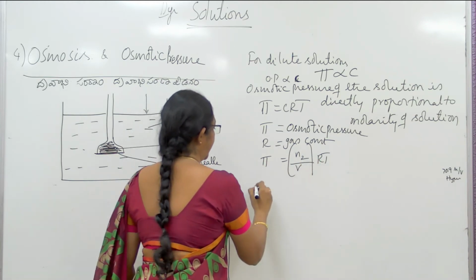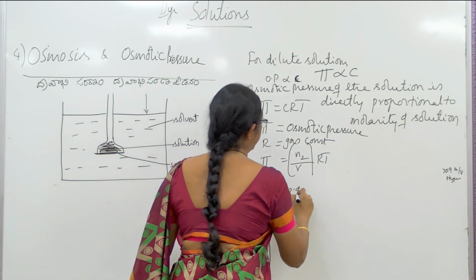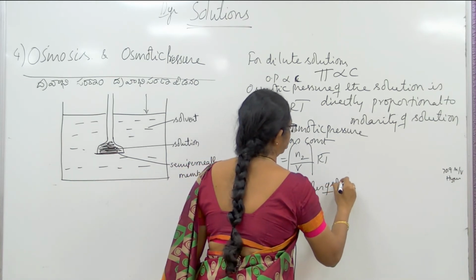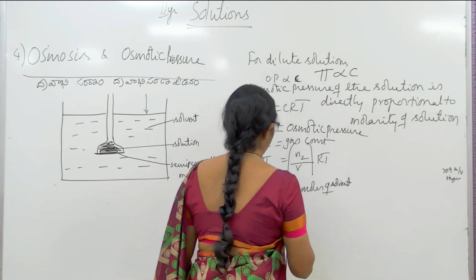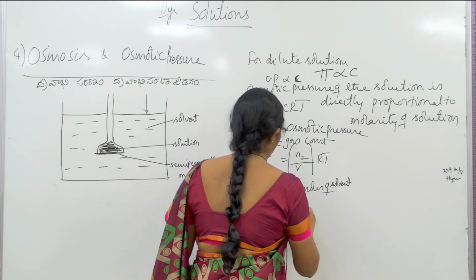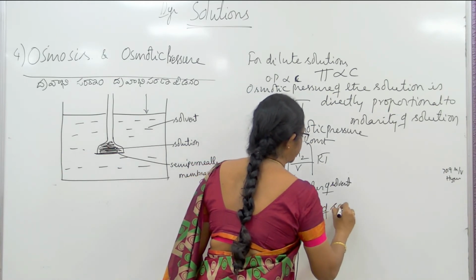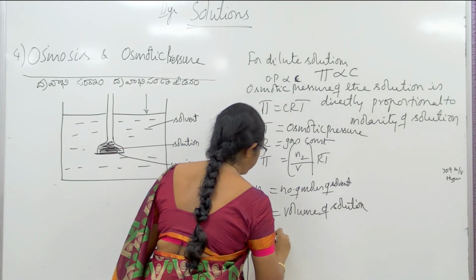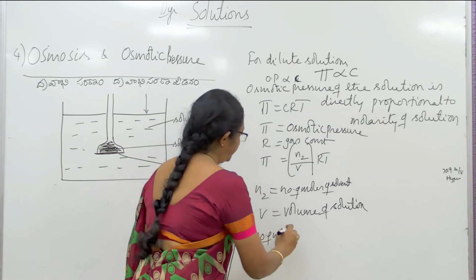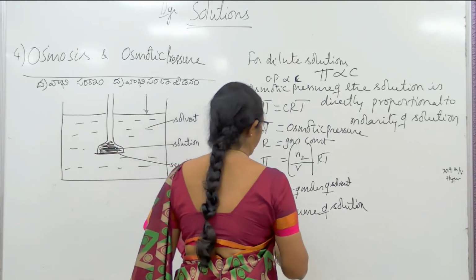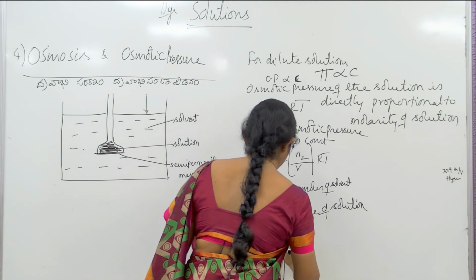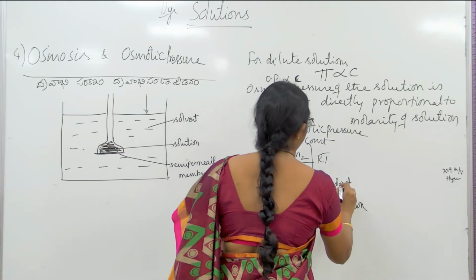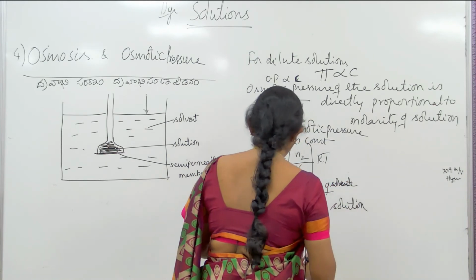Pi is the osmotic pressure, R is the gas constant, and T is the temperature. Molarity means the number of moles in 1 liter of the solution. So it is n2 by V into RT, where n2 is the number of moles of solute and V is the volume of the solution.